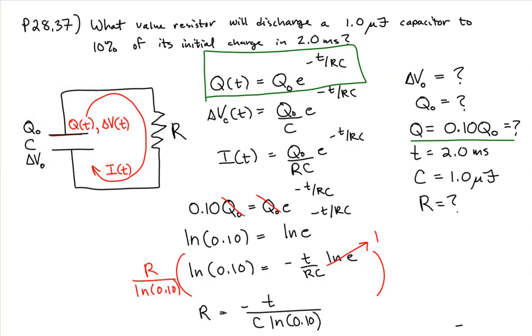Now, this would give us our resistance. We know what the time is. The time is 2 milliseconds, so we'll say 2.0 times 10 to the minus third seconds, and that's a minus sign in front. And then we know the capacitance. It's a 1 microfarad capacitor, so 1.0 times 10 to the minus 6 farads. And then we have the natural log of 0.10.